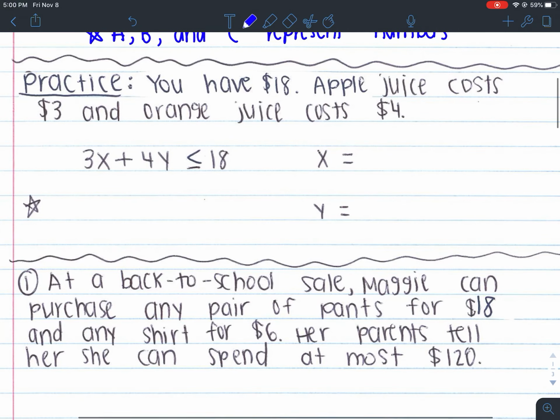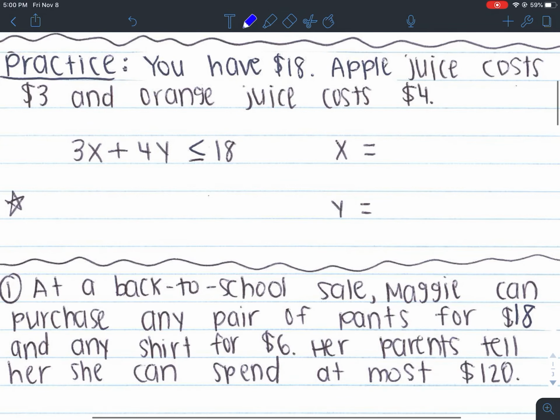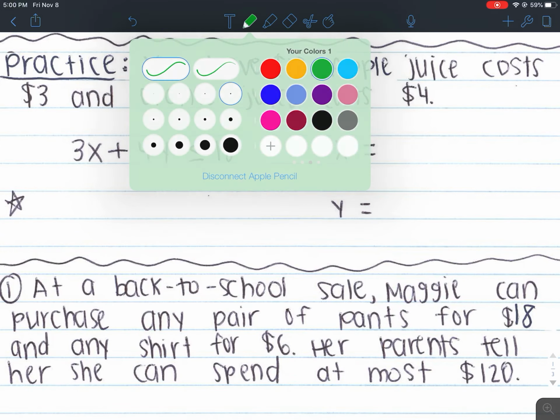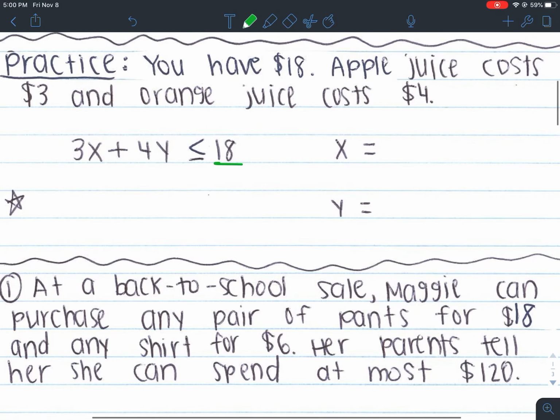So for the practice, we have $18. You have $18, apple juice costs $3, and orange juice costs $4. So they've set up an inequality for us here. Let's start off with the first note, that it says 18 over here. Where did that 18 come from? Well, it says that you have $18. But do you have to spend $18? No. That's why there's an inequality sign. If there was an equal sign, you'd have to spend $18. But here, we just need to spend either less than $18 or up to $18.